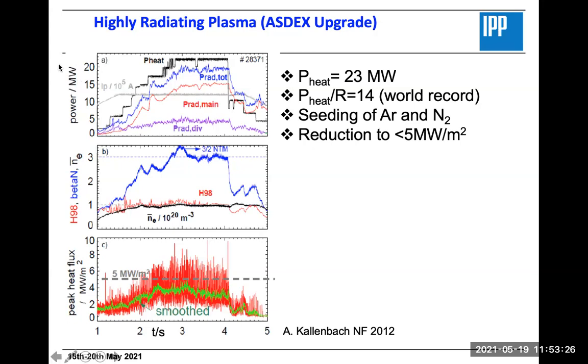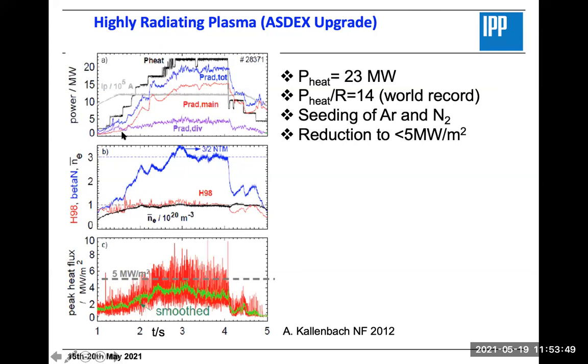So the top box is the heating power. Don't forget, in these types of plasma there's no power from fusion. It's just additional heating, so heating from human-made outside heating. The heating power you see here is ramped up in steps. This is the black curve. Usually this is neutral beam injection.